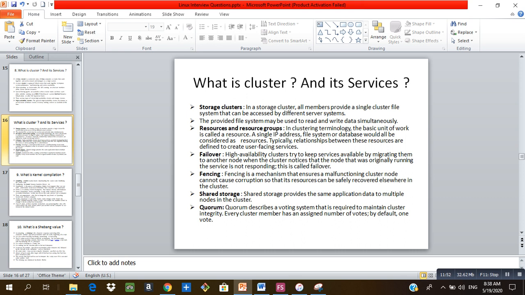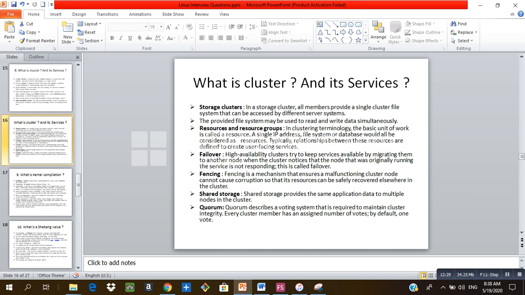A malfunctioning cluster node is a node which is not working properly and can cause corruption, so fencing is used so that its resources can be safely recovered elsewhere in the cluster. It means that a node that is not working properly should not spoil the work or the services of another server in the cluster. That is the reason fencing is there, and the data which was present in that particular node can be recovered from another node as well.